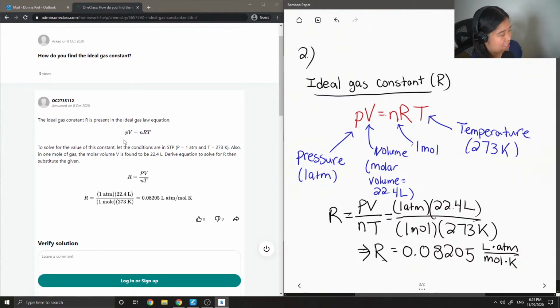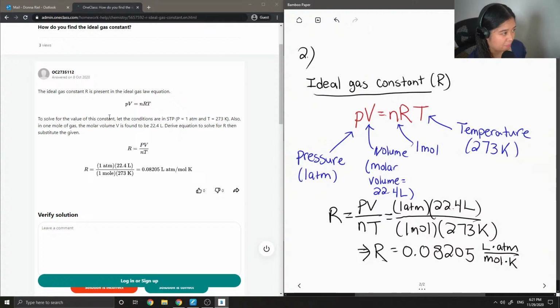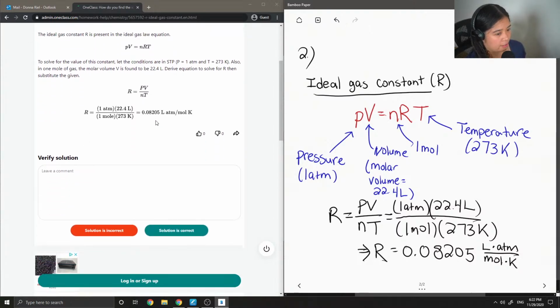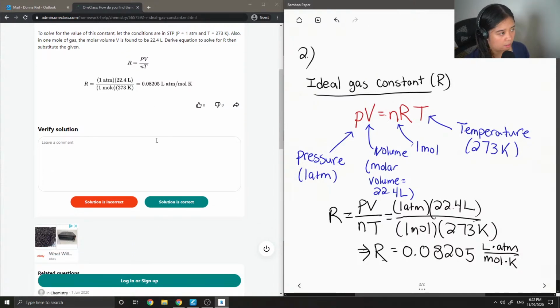Alright, let's see what the junior tutor said. The ideal gas constant R is present in the ideal gas law equation, PV equals nRT. Solve for the value of this constant, let the conditions in STP, P equals 1 atm and T equals 273 Kelvin. Also, in 1 mole of gas, the molar volume V is found to be 22.4 liters, and derive the equation to solve for R, then substitute the given. Okay, so they rearranged it, R equals PV over nT, and they also got the value of 0.08205 liters times atm over mole times Kelvin. So I can verify that this solution is correct.